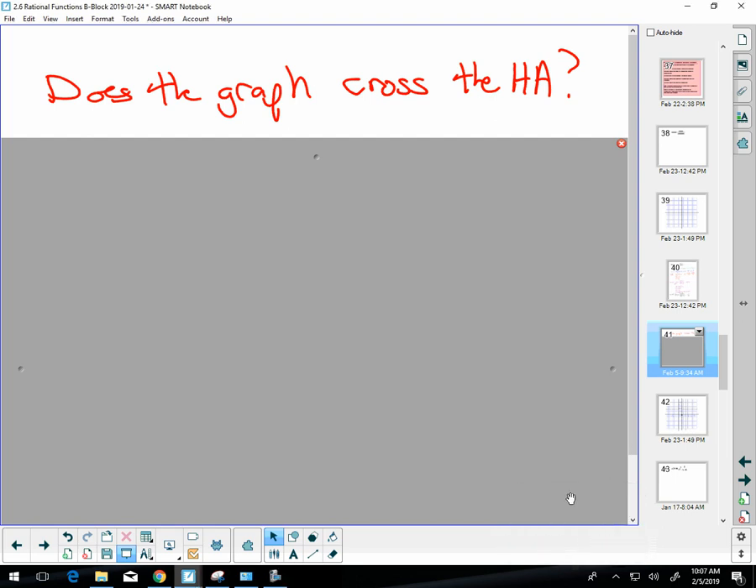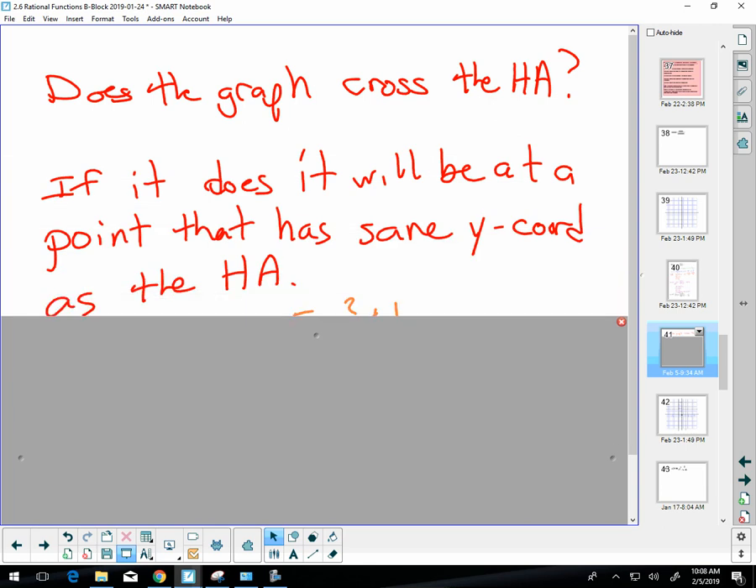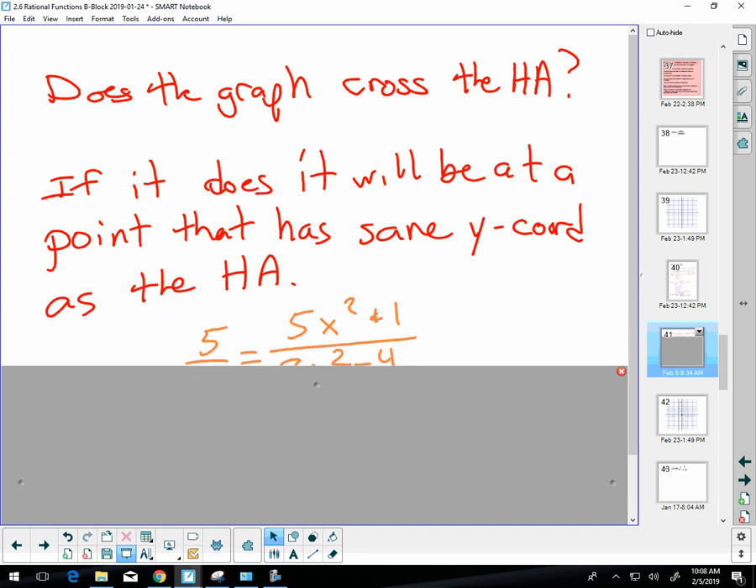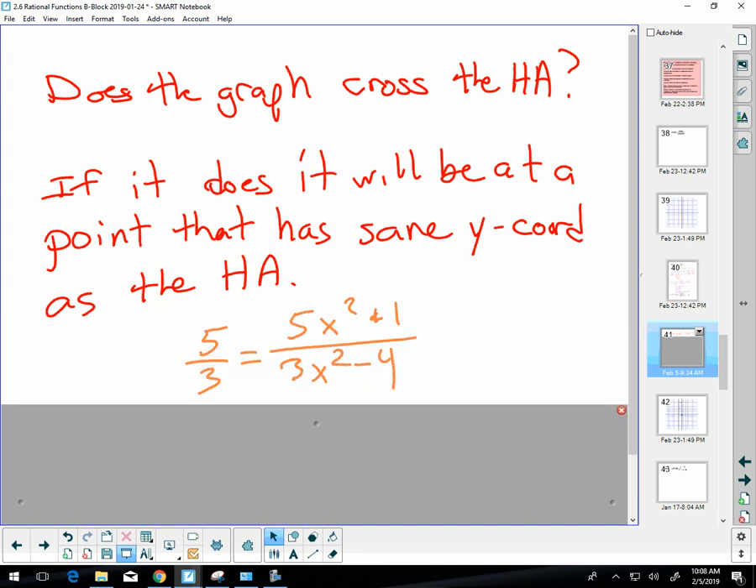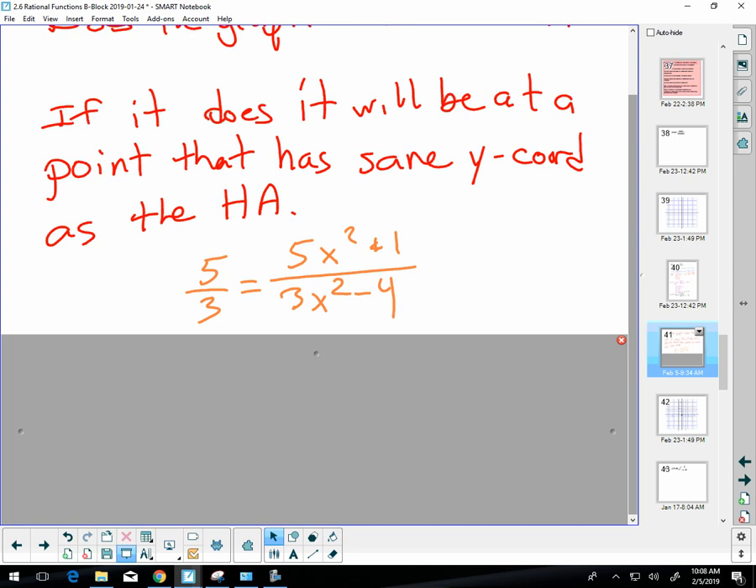Okay, kids, we're going to finish off the example we had started in class. Where we left off was questioning whether our horizontal asymptote was going to get crossed by the graph of the function. And what we determined in class was if it does, it will be at a point that has the same y coordinate as that horizontal asymptote. So we set the function equal to the value of our horizontal asymptote, which we had found in class, which was 5/3. And we were going to solve this equation.